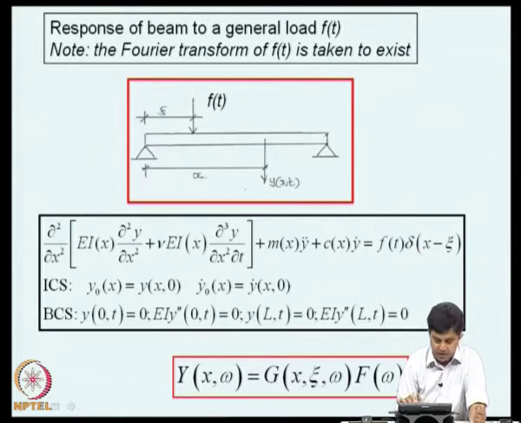In the example that we just now discussed, f of t was e raised to i omega t. Now, it is a more general function f of t. We will assume that f of t admits a Fourier representation, that means its Fourier transform exists, and we are interested in the Fourier transform of the response quantity y of x comma t. It can easily be shown that the Fourier transform of y of x comma t is given in terms of the Green's function g of x comma psi comma omega into the Fourier transform of f of t, which I have denoted as f of omega.